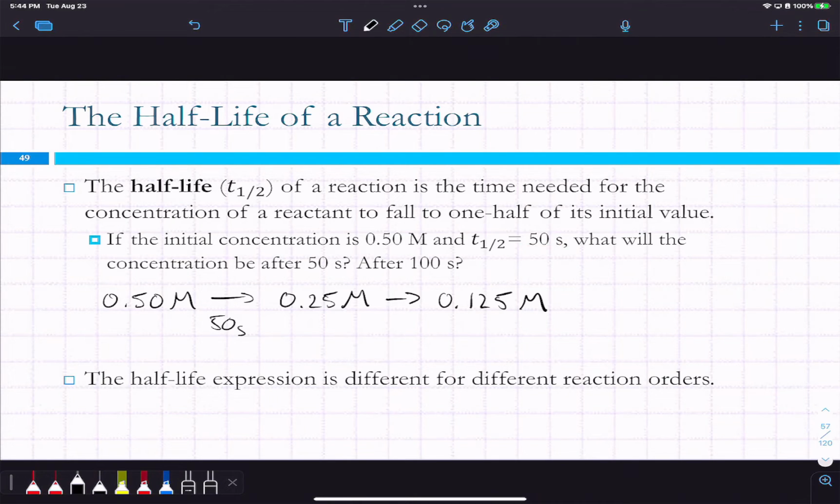Put this another 50 seconds. I think that's probably the hardest thing about half-lives, is just remembering that. It's not always half of what you started with. 2 half-lives doesn't equal 0. 2 half-lives equals 1/4.